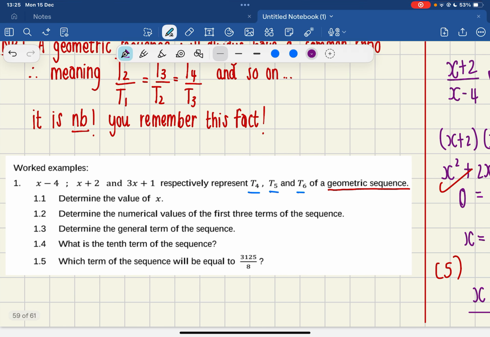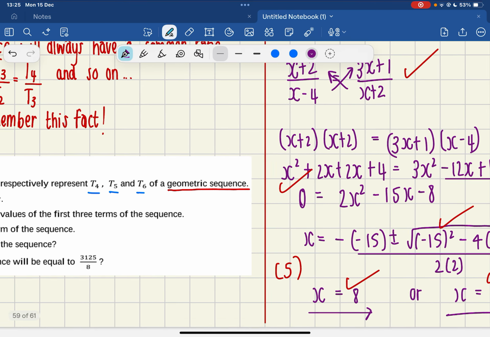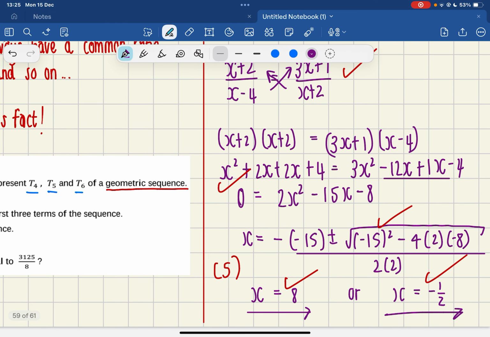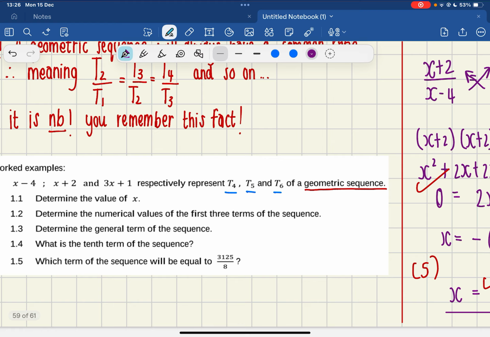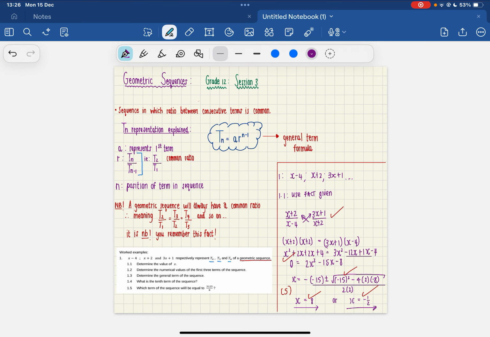Question 1.2 states we should find the numerical values of the first three terms. Now, boys and girls, we already have T4, T5, T6. Why do we already have their values? Because we've solved for the value of x. So we just have to substitute any number into the x value, and then we would have the value of T4 itself, T5 itself, and T6. So let's quickly tackle this.